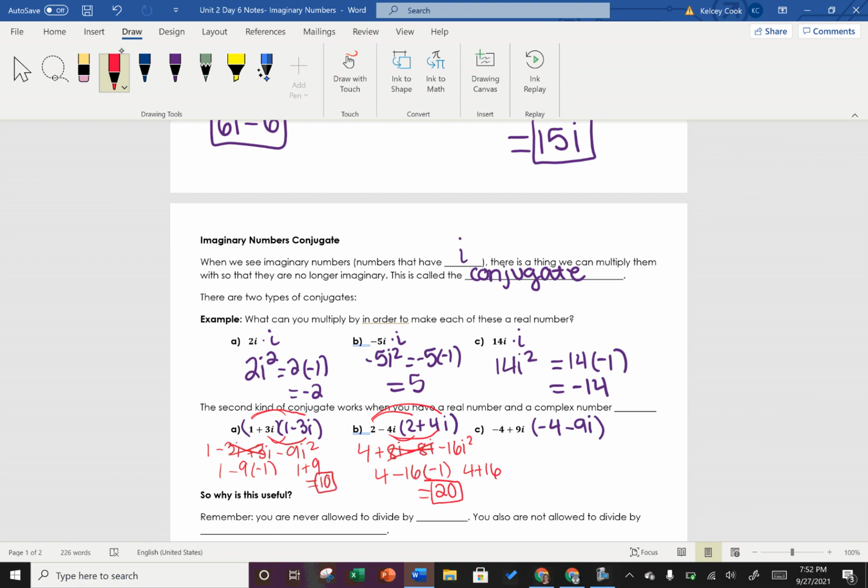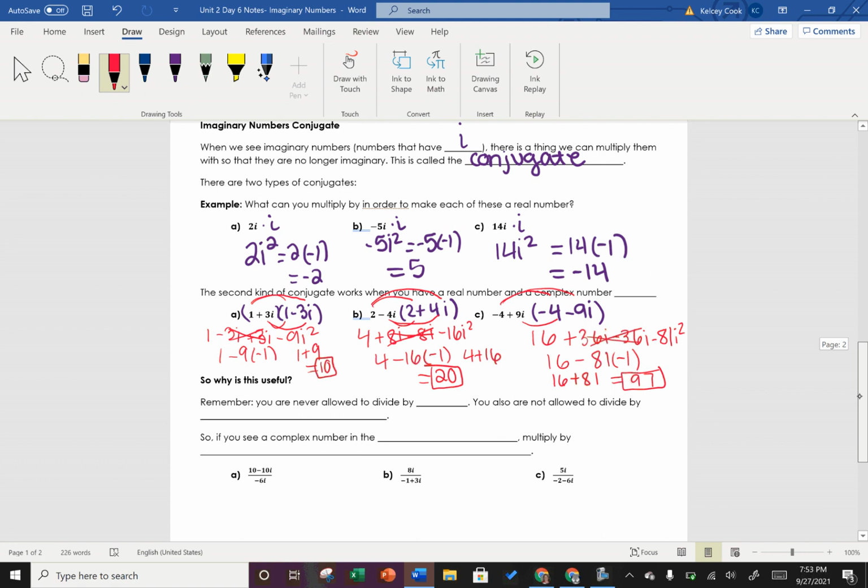Okay, I want you guys to pause the video for a minute and try C on your own. So negative 4 times negative 4 is 16, plus 36i minus 36i minus 81i squared. 36i's cancel, so 16 minus 81 times negative 1, which is 16 plus 81. So the answer is 97.